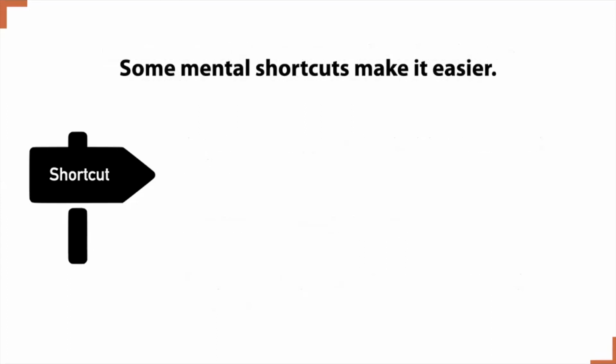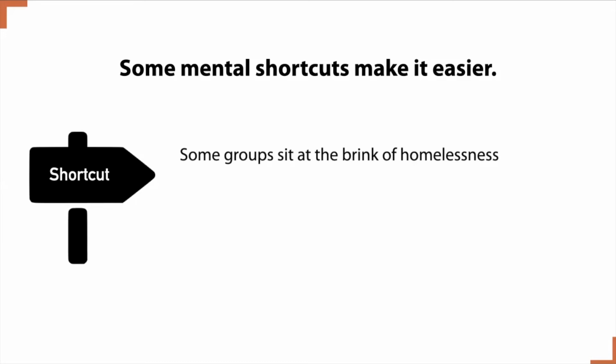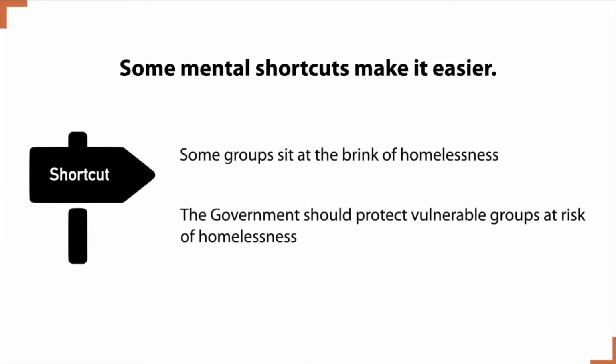That said, there are existing mental shortcuts that make it easier for people to understand homelessness. The idea that some groups sit at the brink of homelessness and that our government should act to protect these vulnerable groups. Now, these two shortcuts are the only ones that directly connect secure housing to poverty and economic status, and that highlight that some groups of people are more at risk than others and so need particular support.